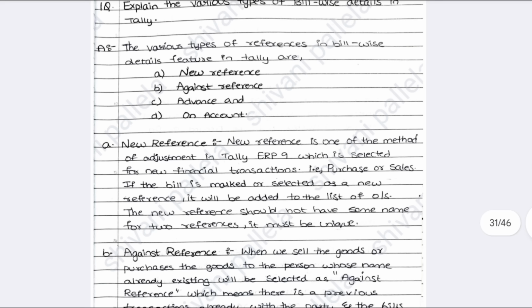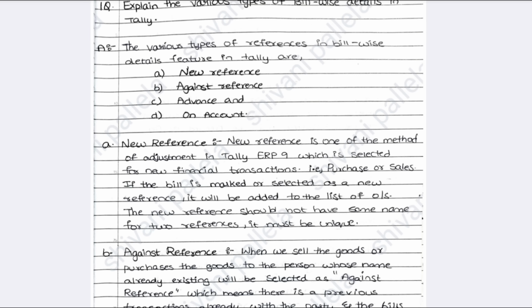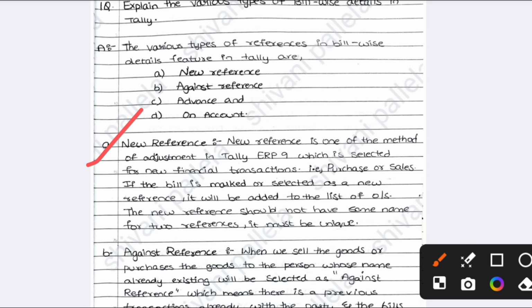So bill wise details means whatever bills you are receiving in the organization, where you will keep those bills. For example, I am receiving bills from customers who are new to my organization. So new bills will be included in new reference. Already existing customers' bills will be included in against reference. If any customer is paying an advance payment, that type of bill will be included in advance reference. And the last one, on account.